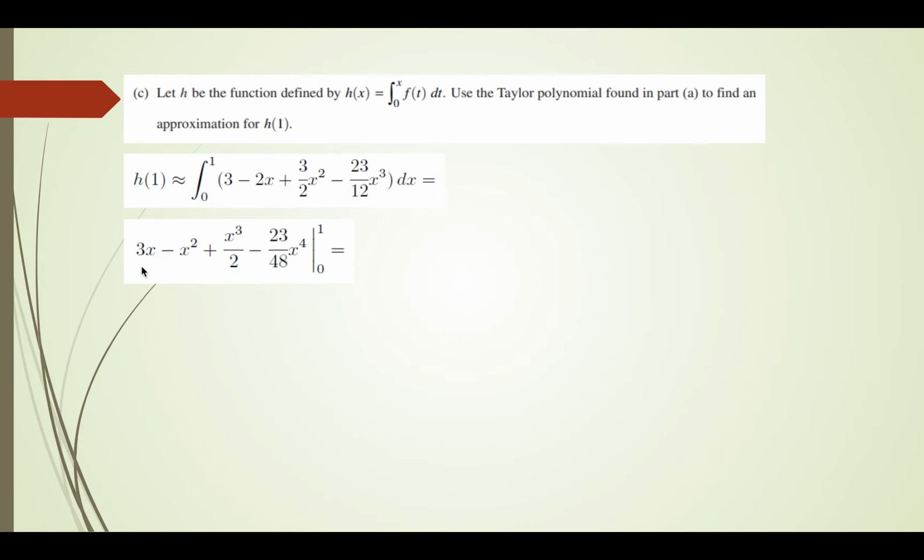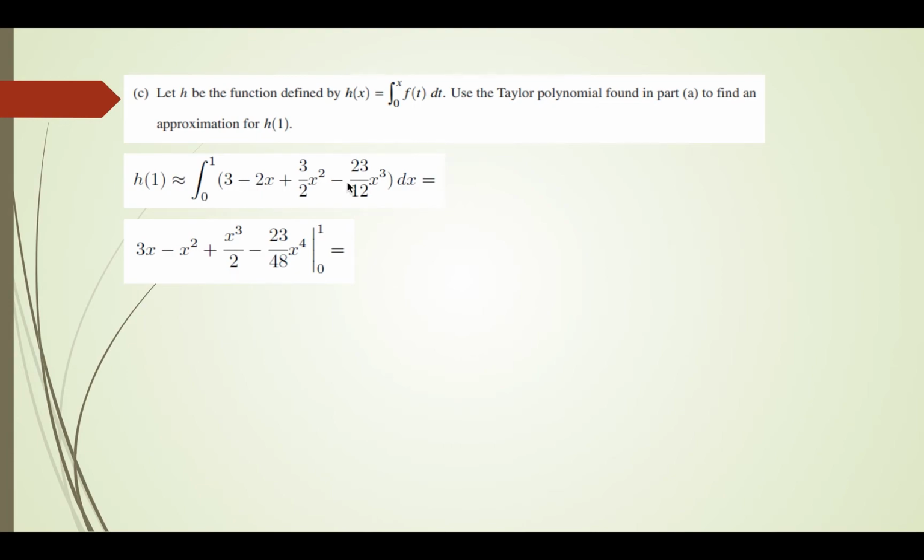The integral of 3 is 3x. The integral of 2x will be 2x squared over 2, which simplifies down to x squared. The integral of 3 halves x squared, you just add a 3 and divide by 3, which gives you 1/2 x cubed, and so on and so forth. So all this right here is the integral of my function f.